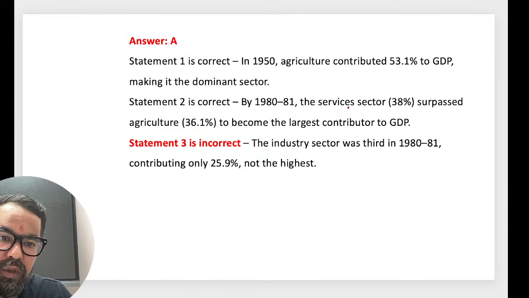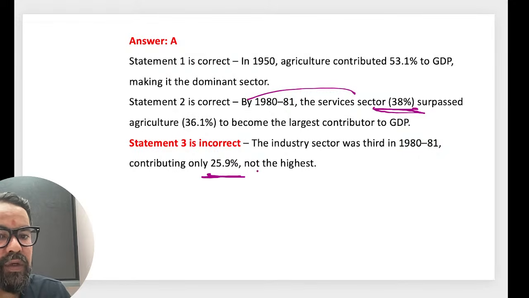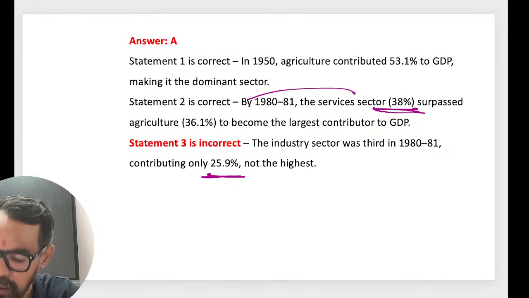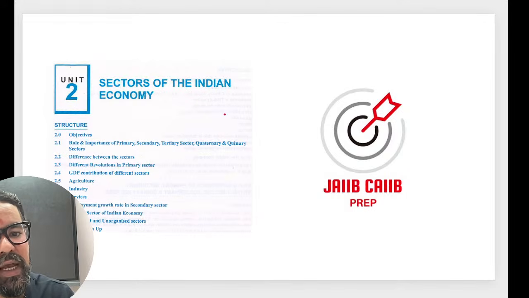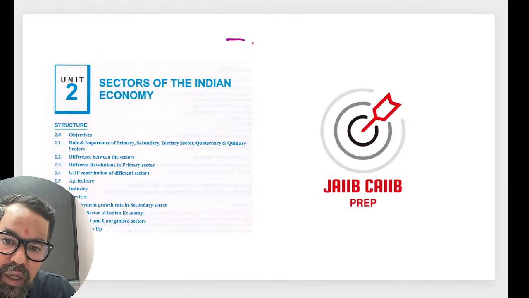So it was around 38% from the service sector and 25.9% from the manufacturing sector or the secondary sector. All right. So next topic we have is sectors of the Indian economy.